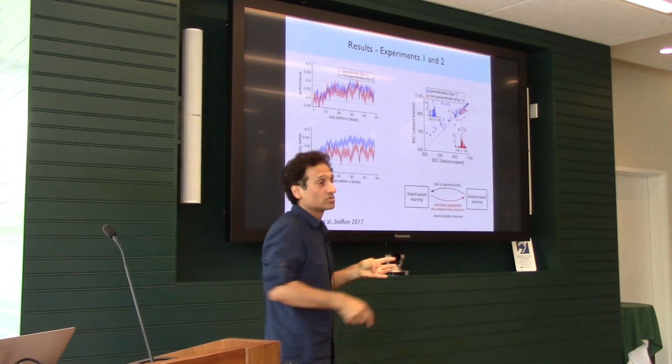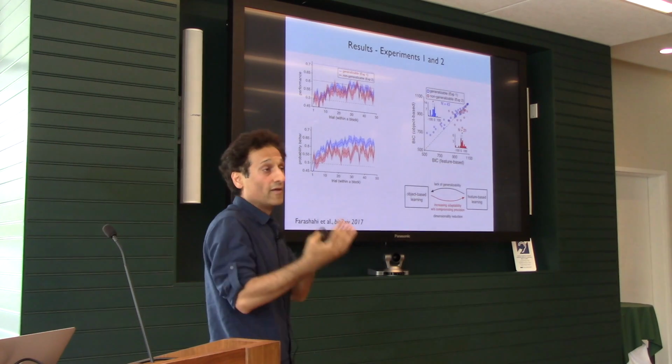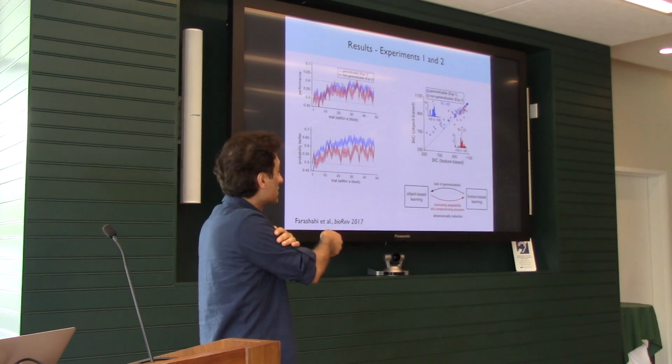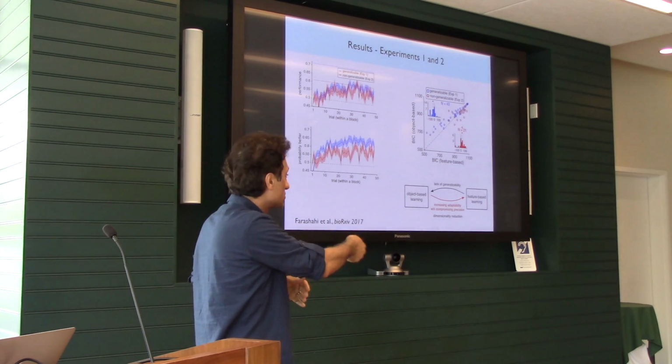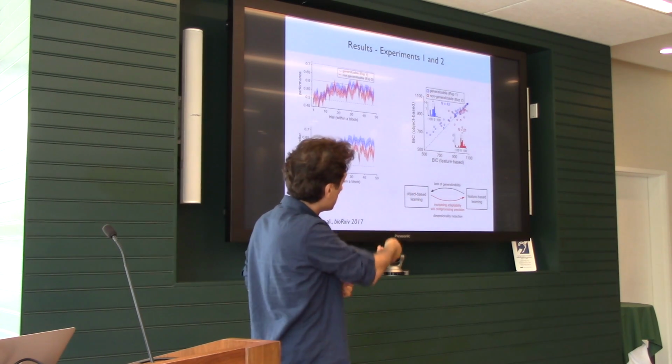When you introduce non-generalizability, so they can't use the rules that they were using in the first experiment, now they're going to learn about objects. And again, why? Because this rule doesn't work.